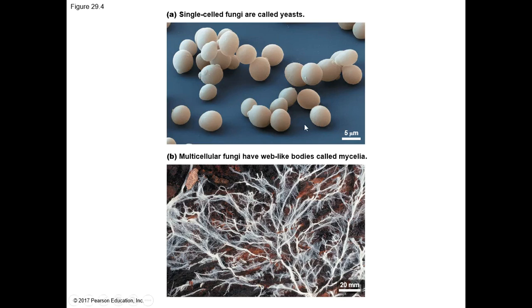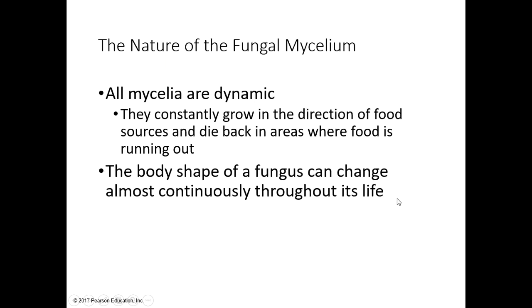Okay, so here's the single-celled fungi here in the electron micrograph, the yeasts, right? And more commonly, if we look at multicellular fungi and we look inside their bodies, we see that they have this web-like structure called mycelia. And if we look closer at this mycelia, we'll see it's made up of branches called hyphae. So if we examine the mycelia, they're constantly growing in the direction where food sources are. So they're dynamic. Okay, they're going to die back in an area where food is running out. So they kind of put their feelers out and can determine where the food is.